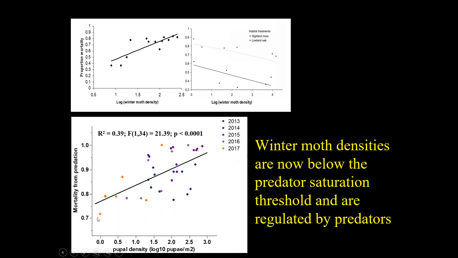There are other studies in Europe where you can reach a saturation point where the predators can't keep up and the system is not regulated by predators. But if the density is low enough, thanks to Cyzenis, as the density increases, the predation rates will increase and the system will balance out and remain at low density.